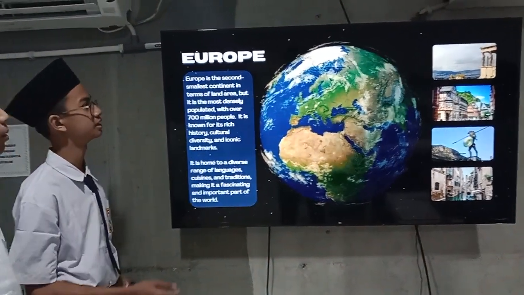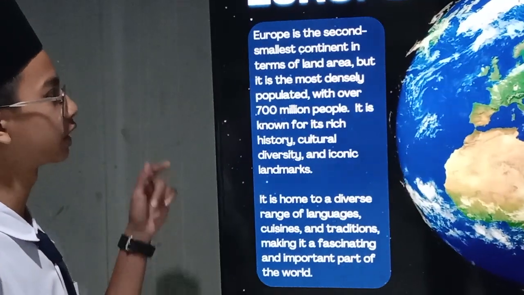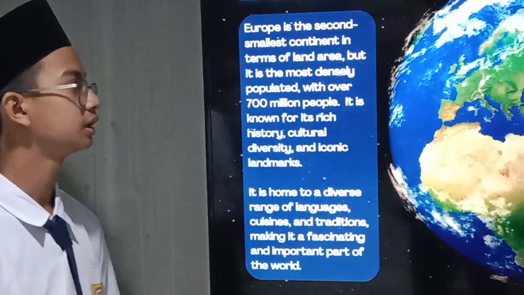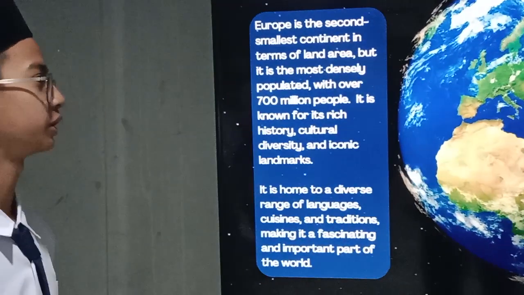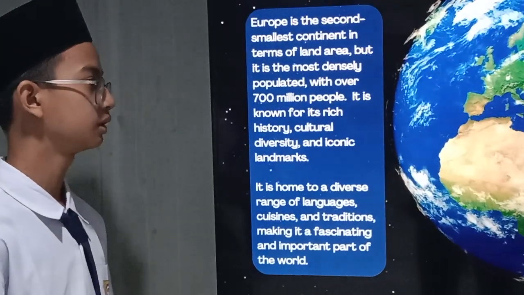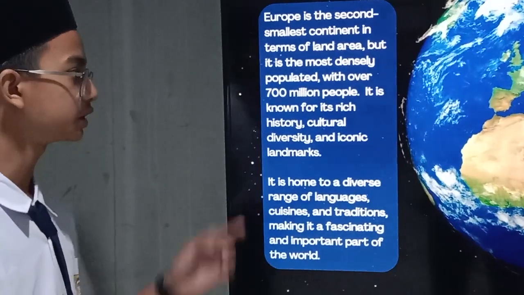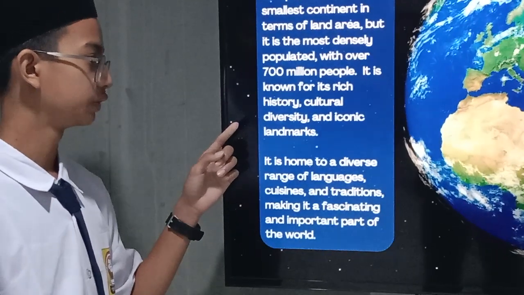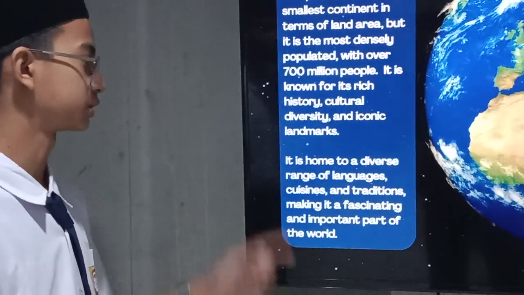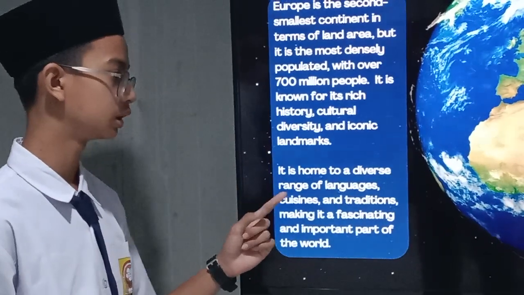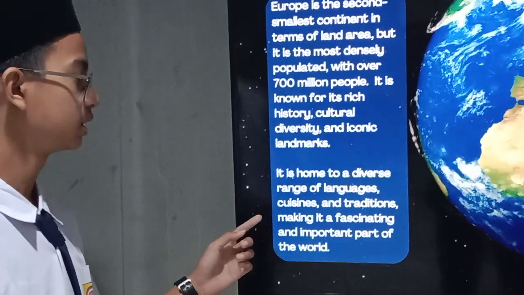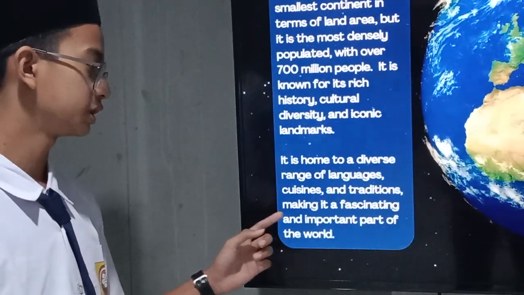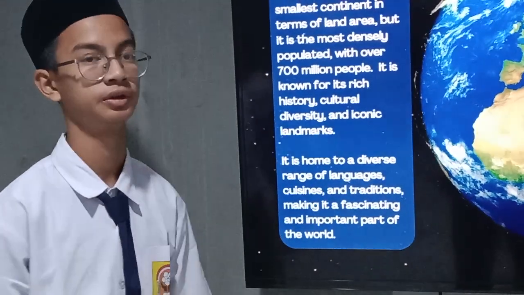And the next is Europe. Europe is the second smallest continent in terms of land area, but it is the most densely populated, with over 700 million people. It is known for its rich history, cultural diversity, and iconic landmarks. It is home to a diverse range of languages, cuisine, and traditions, making it a fascinating and important part of the world.